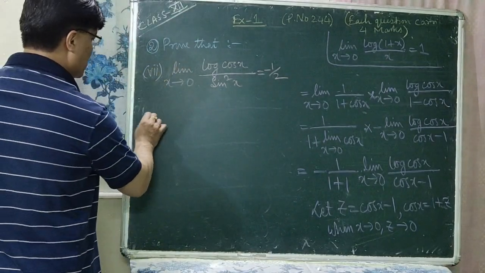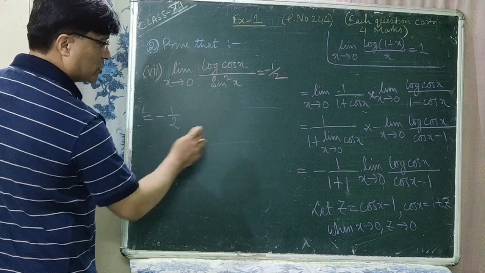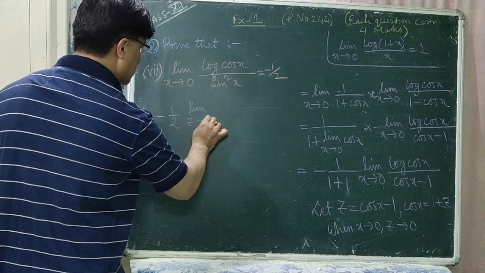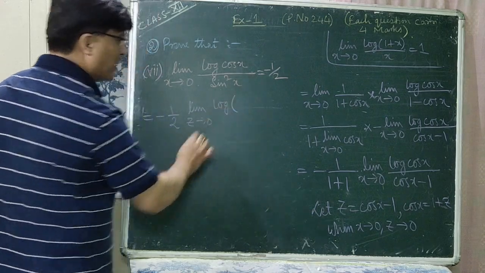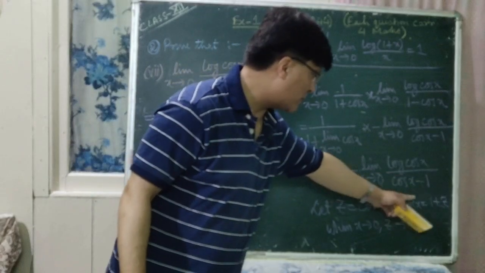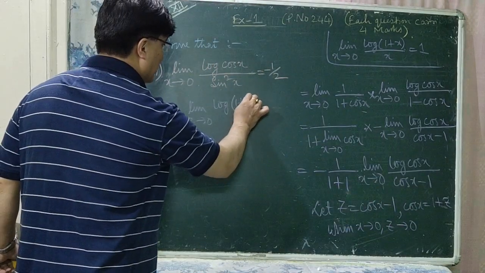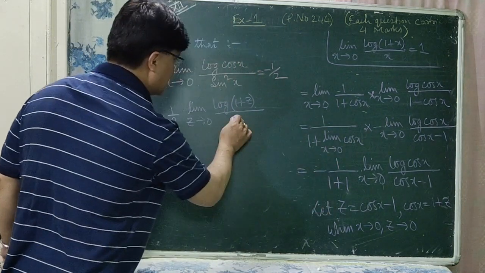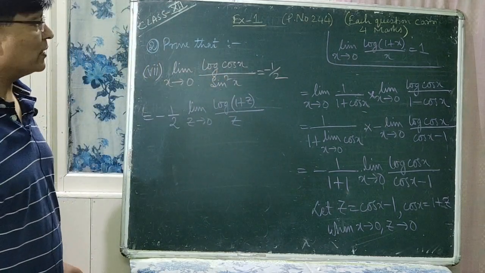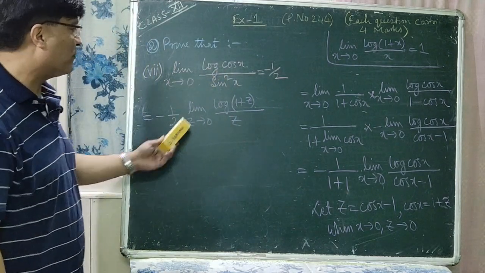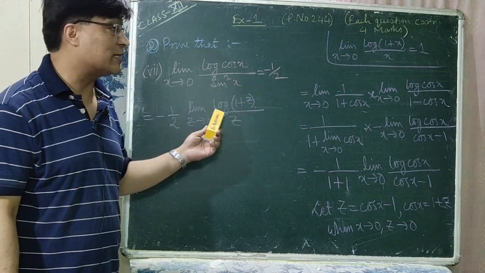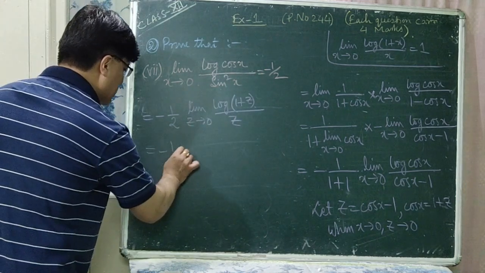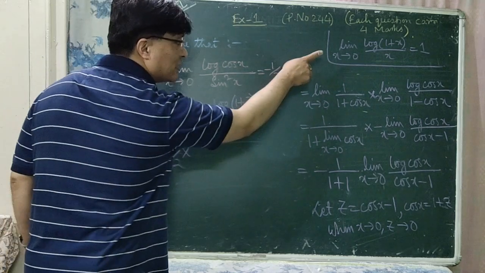So now write down. We have changed the limit out here, which is equal to minus 1 upon 1 plus 1 is 2. So here limit, instead of x tends to 0, you write down z tends to 0 log of, within bracket, instead of cos x, what will you write? 1 plus z. This whole divided by, what is cos x minus 1? It is z. So I think you have understood it. Now we have converted the given limit into the standard form so that we can easily put the value of that limit.